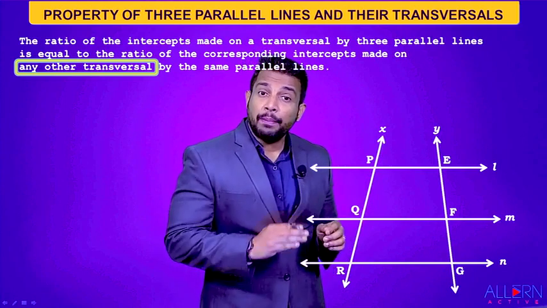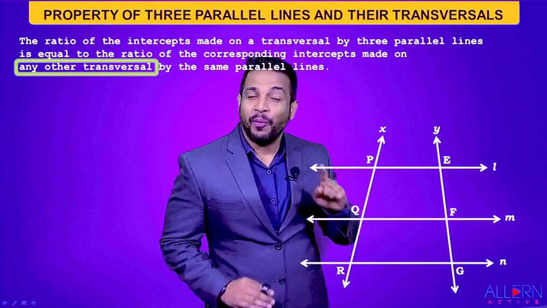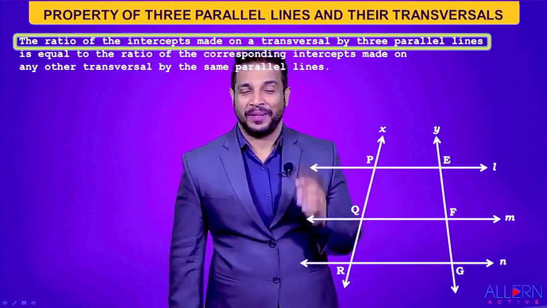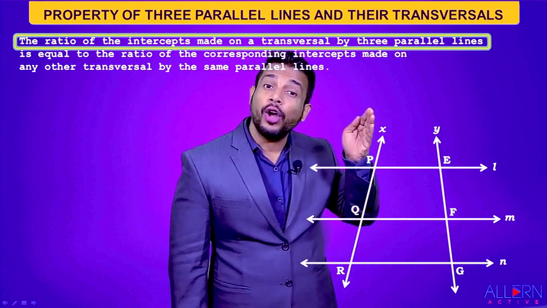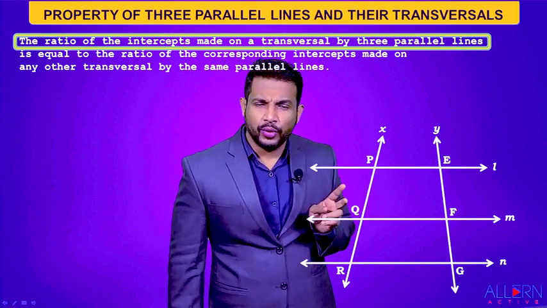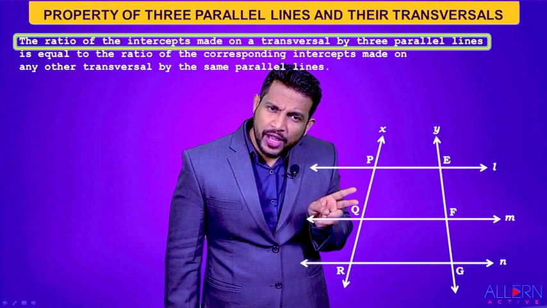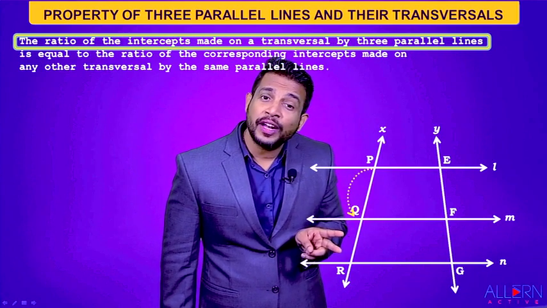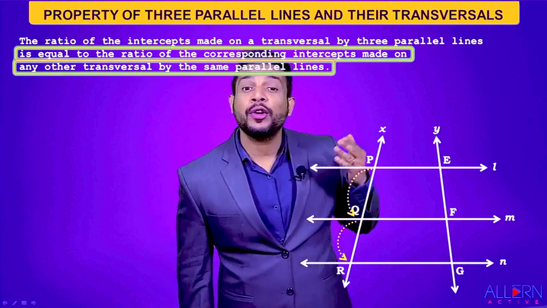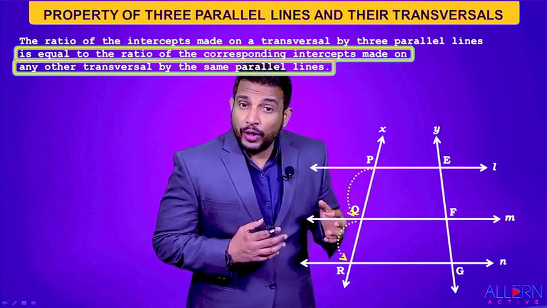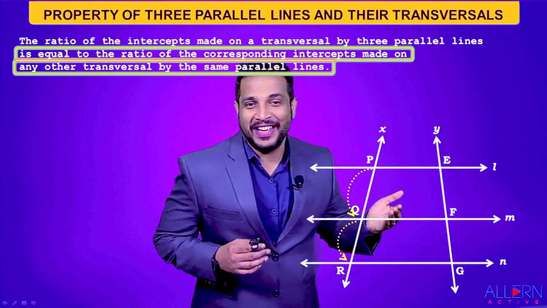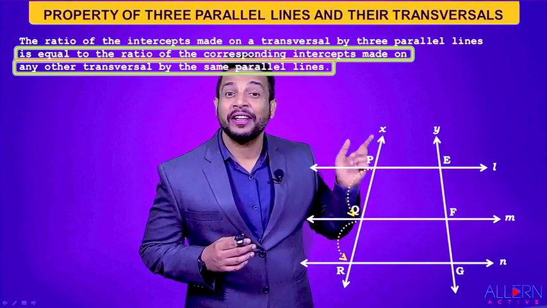So what we have is three parallel lines and two transversals. What the statement says is the ratio of the intercepts made on a transversal by three parallel lines. So we take the ratio. If I consider these intercepts, one is PQ, the other one is QR. So what is the ratio of that? The ratio is going to be PQ upon QR. The statement says that this ratio is equal to what? It is equal to a ratio. Ratio of what? Ratio of the corresponding intercepts made on any other transversal by the same parallel lines.